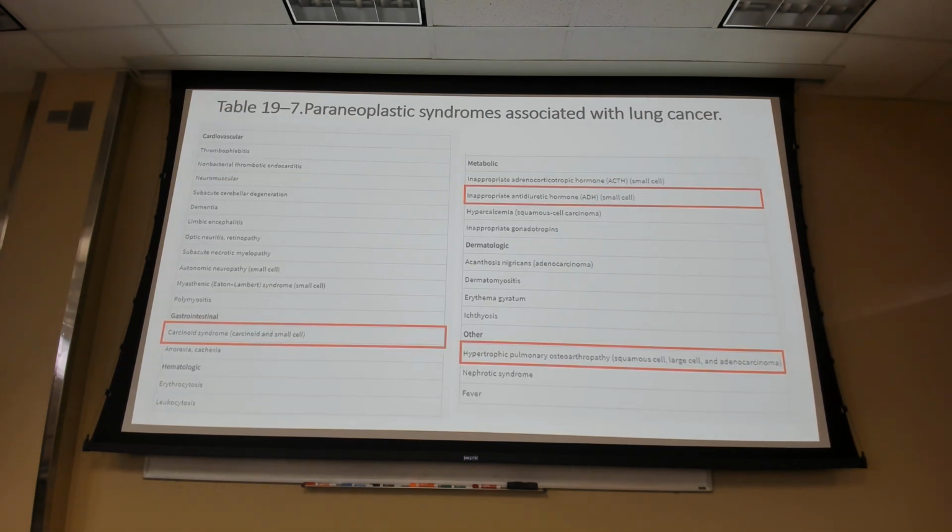All right, so we do have paraneoplastic syndromes that are associated with these different types of cancer. We have carcinoid syndrome, which is typically with small cell and carcinoid tumors, and then we have SIADH, which we tend to see with small cell lung cancer, and then we can also have hypertrophic pulmonary osteoarthropathy, which we see with all of our non-small cell cancers.